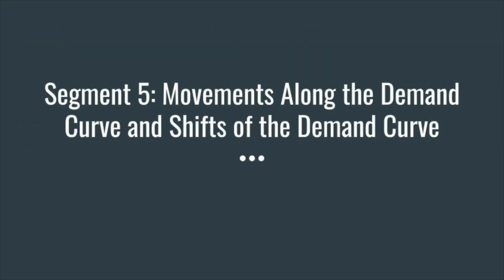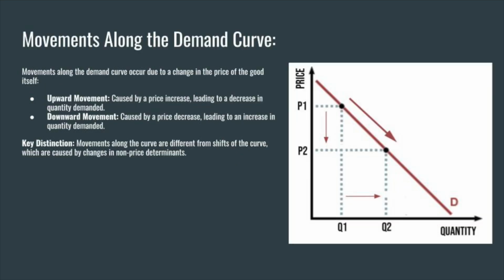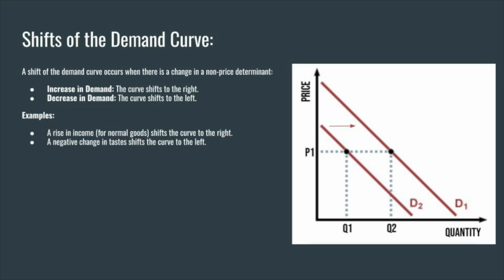Segment 5, movements along the demand curve and shifts of the demand curve. Finally, it's crucial to differentiate between movements along the demand curve and shifts of the demand curve. Movements along the curve occur when there is a change in the quantity demanded due to a change in the price of the good itself. This movement can either be upward or downward along the existing demand curve. Shifts of the curve occur when non-price determinants change. If demand increases, the curve shifts to the right. If demand decreases, the curve shifts to the left.